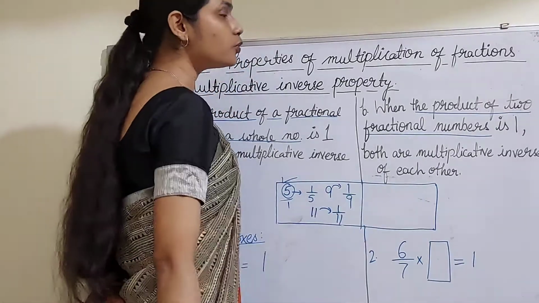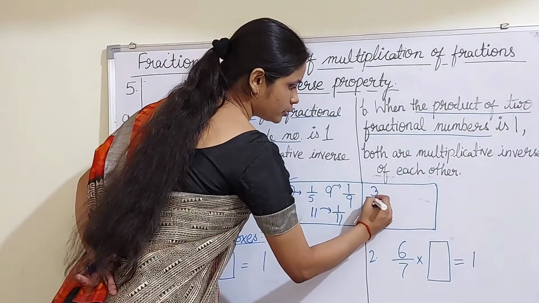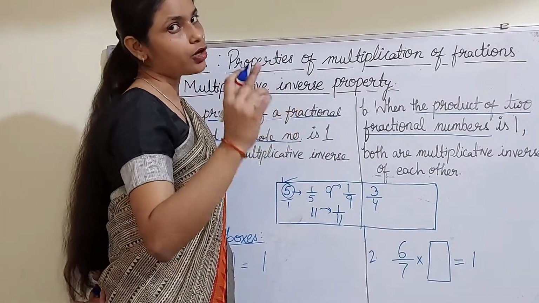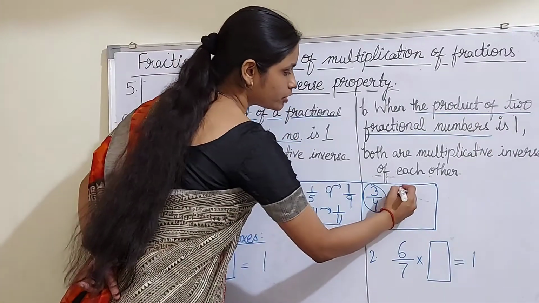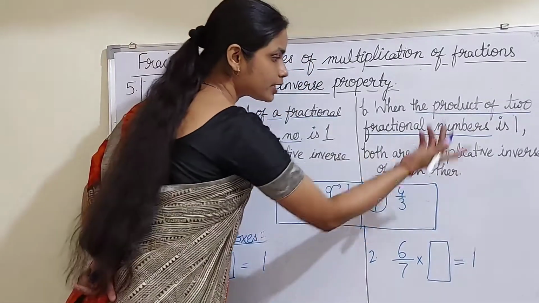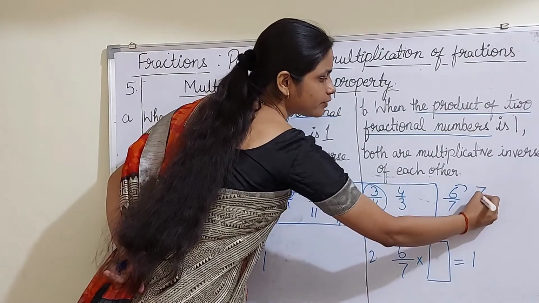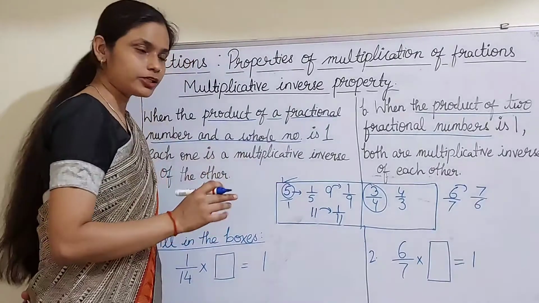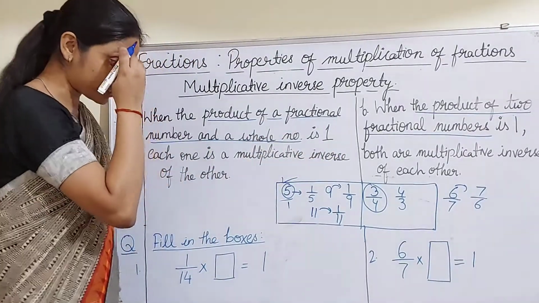Now if I ask you multiplicative inverse of 3 upon 4. I told you numerator becomes the denominator and denominator becomes the numerator. So multiplicative inverse of 3 by 4 will be 4 by 3. Okay, it will be reversed. Multiplicative inverse of 6 upon 7 will be 7 upon 6. Okay, if multiplicative inverse is clear to you, then these properties should also be clear. Now let us apply here to a question.